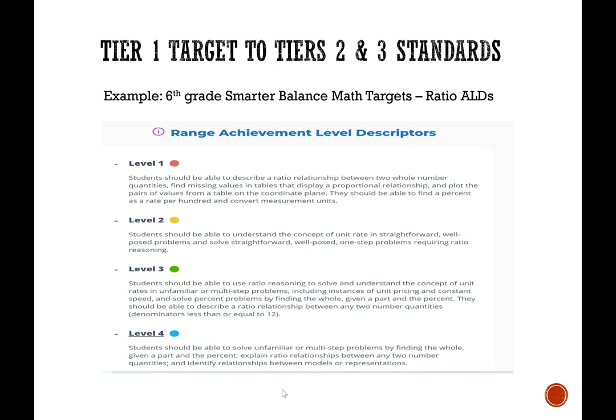In the Smarter Balanced Content Explorer, you can go into the achievement level descriptors and determine, are these students at level 1 or level 2 because of this specific information. You might even find out that they're not even at level 1, and you might want to just start with vocabulary.